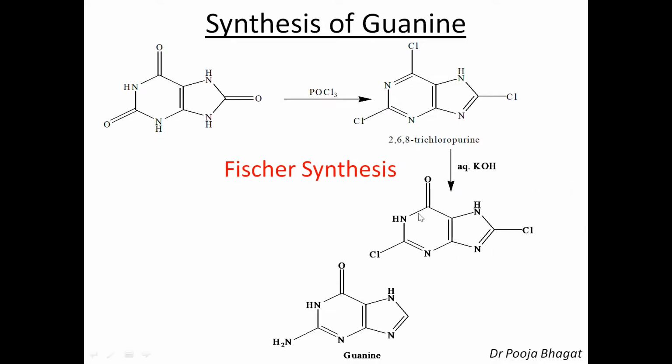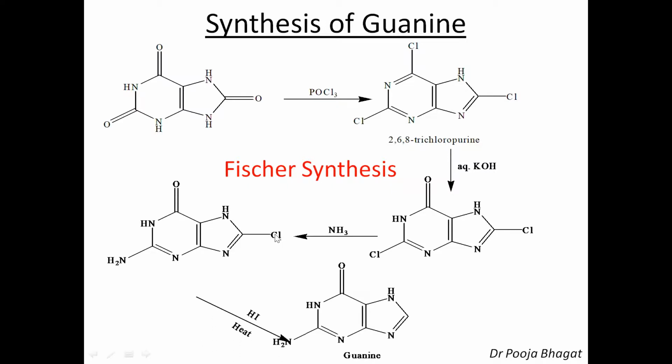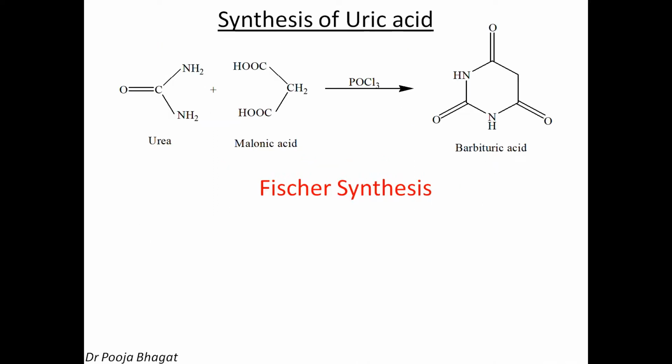So aqueous KOH will give the enolic form, and the enolic form will get converted into the ketonic form, because this structure of guanine is the most stable. Okay. So when you treat it with aqueous KOH, you get the ketonic form. Now what is the next step? At the 2nd position you need NH2. So what will you do? You treat it with ammonia and you will get NH2. What next? This Cl we have to replace by H. So we will treat it with HI and heat it. Is it okay? So this is a very simple method. The Fischer synthesis is a very simple method by which we can prepare different purine derivatives.